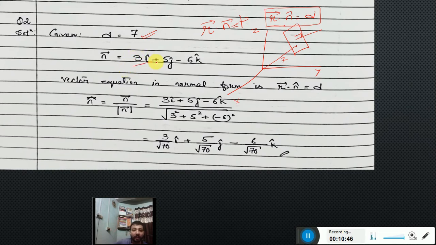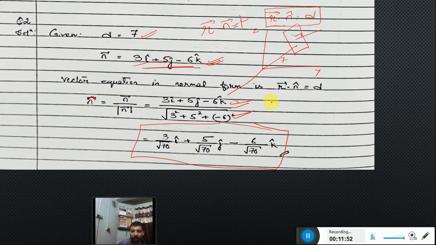And n vector is given to us, this. This is your n vector. So once you get the n vector, finding n cap will be very easy. So you can see how we find n vector. Now see, this is the n cap, and the rest you will finish. This is how you find your n cap. And then if you split, you'll be getting n cap like this.